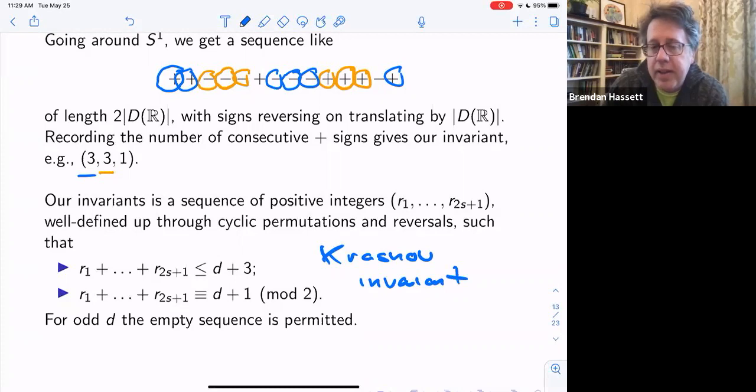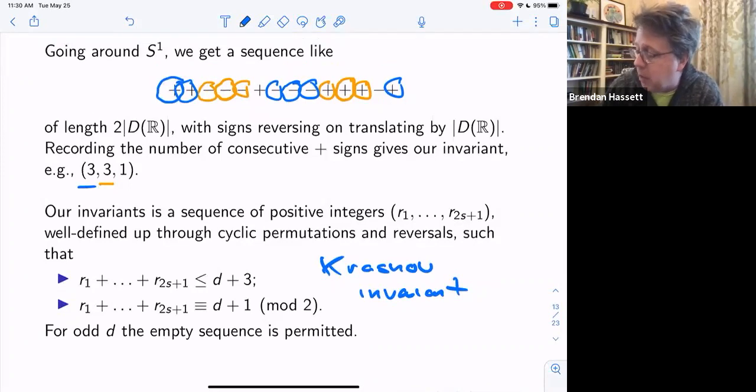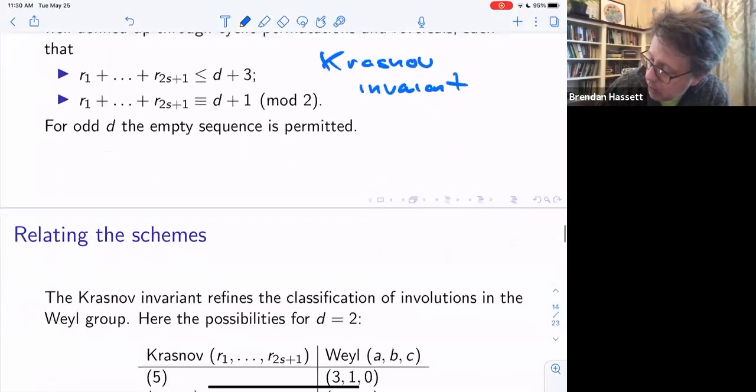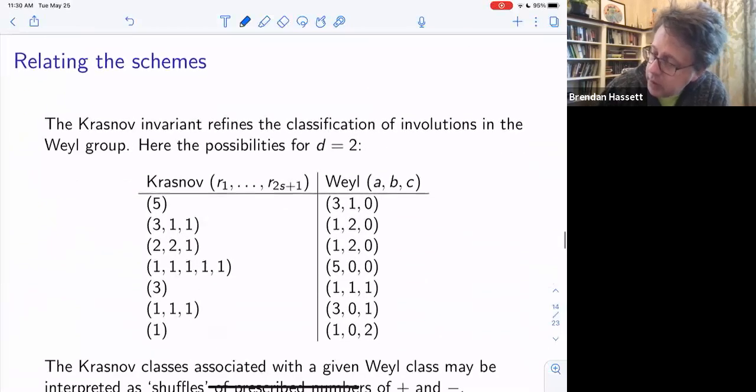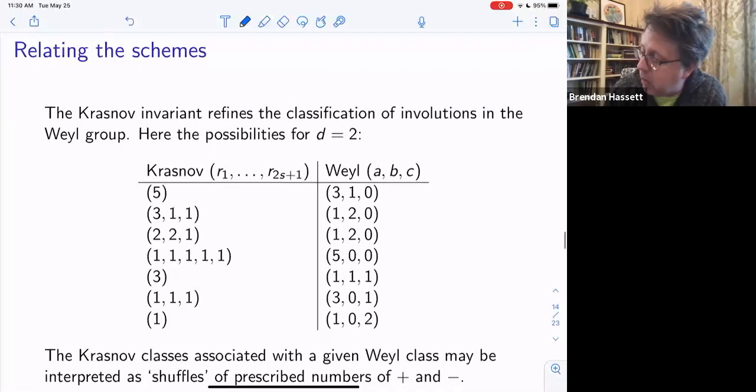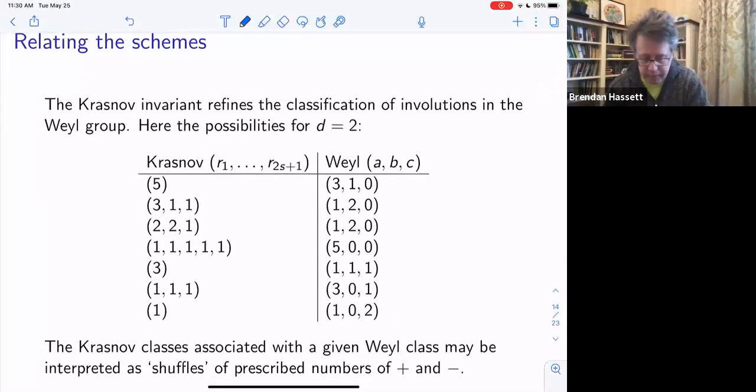And so Krasnov shows that this is a complete invariant of the isotopic class for complete intersections of two quadrics. If we just keep track of how the signatures vary, we get a complete invariant of real complete intersections of quadrics. So for odd D, we allow the empty sequence as well. Okay. So now we have these two different ways of thinking about the classification of real quadrics.